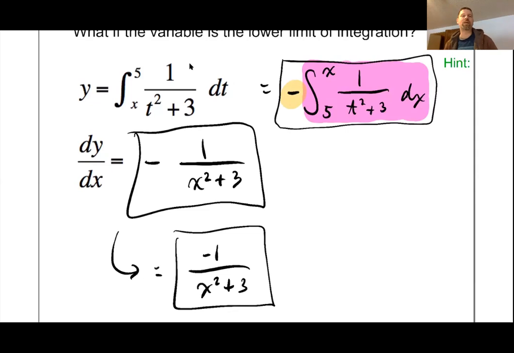Right? So when you have problems and it's not set up nicely where you have that variable on top, then we have to use our knowledge of integrals, and think, well, how can I flip them or move things around so that I get something I want and I can just get that answer out. All right, does that flip make sense?